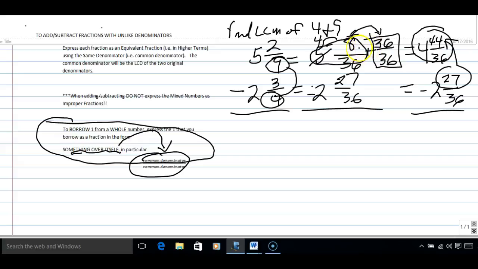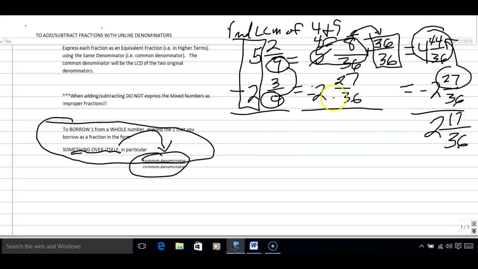But the purpose for borrowing is so that now I can subtract 27 from 44. So if I subtract 27 from 44, that gives me 17. Keep the common denominator, which is 36, and 4 minus 2 is 2. Caution, do not subtract the whole part first, because in some cases you may need to borrow.